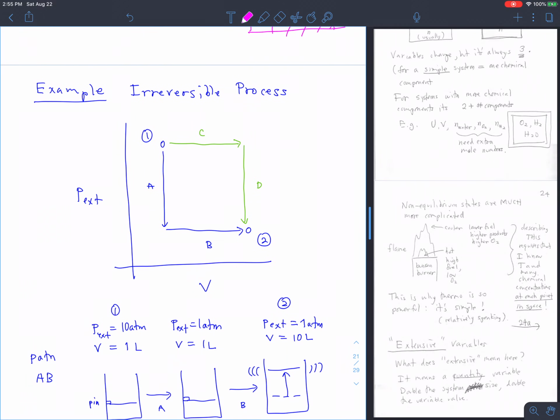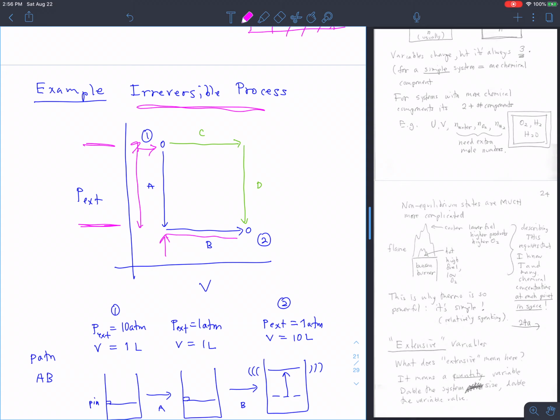So here's an irreversible process. I start with the system at a certain pressure and volume here at state 1. I do a step, this step A, where I lower the pressure, but I don't change the volume. Volume's constant that whole time. Can I even do that? Well, there are ways to do it, but it doesn't sound very reversible, right? You're not keeping the pressure on the inside and the outside the same when you do something like that.